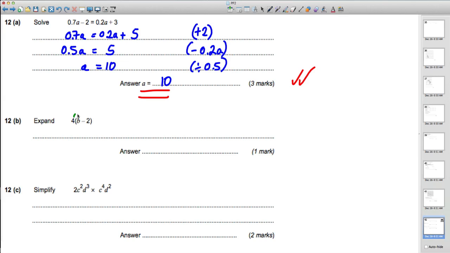Expand the following, 4 brackets b subtract 2. So it's 4b subtract 8. Do not write 4b take away 2. That is a travesty of a mark to lose there. When you multiply it, you multiply each term.